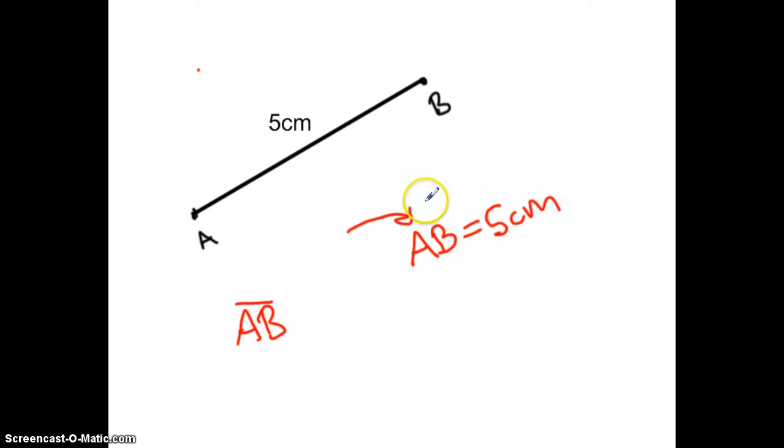So again, you don't put the symbol on top, and the equal sign means has a length of. So this statement reads AB has a length of 5 centimeters.